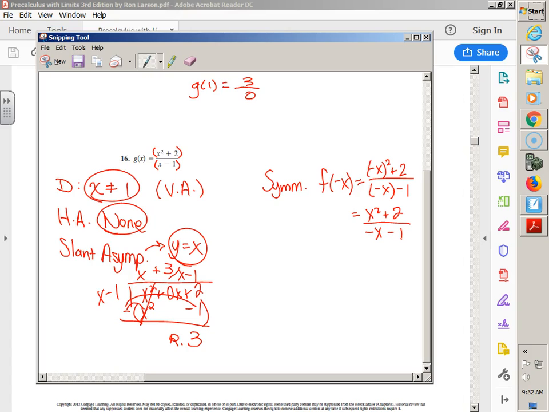If the whole thing flipped, it would make everything opposite. But since it only half flipped, symmetry? It's neither. It didn't flip the whole bottom. This stayed the same. This only flipped the x, and then minus 1 stayed the same. It's a little bit of both. That's a neither. But, Robbie, if you check out those directions, I think it also asks for intercepts.